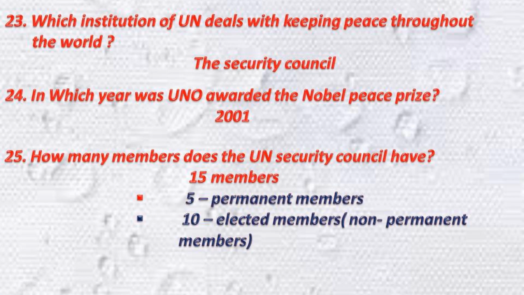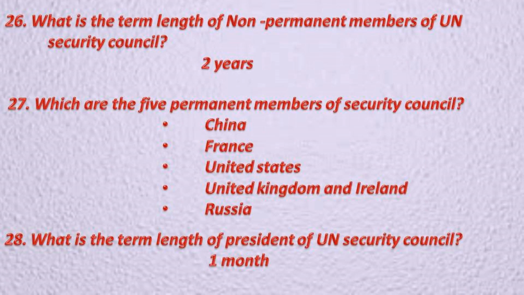23. Which institution of UN deals with keeping peace throughout the world? The Security Council. 24. In which year was U.N.O awarded the Nobel Peace Prize? 2001. 25. How many members does the UN Security Council have? 15 members: 5 permanent members and 10 elected, non-permanent members. 26. What is the term length of non-permanent members of UN Security Council? 2 years.